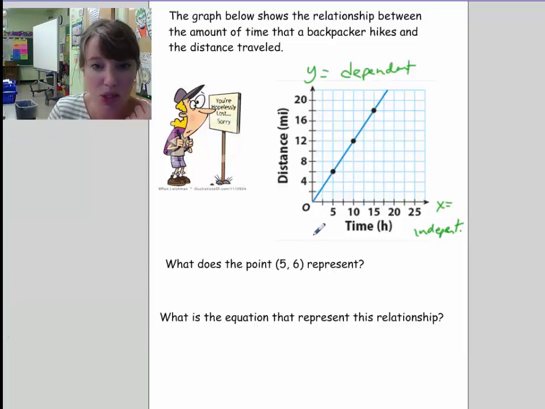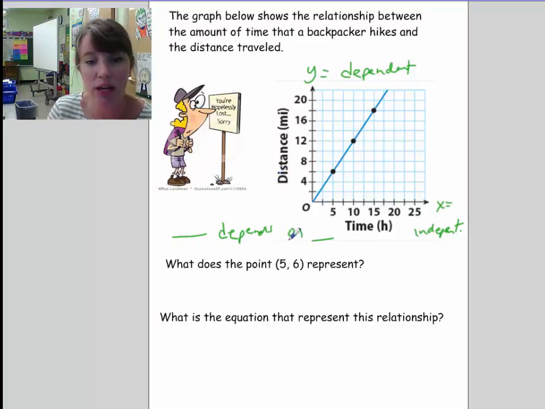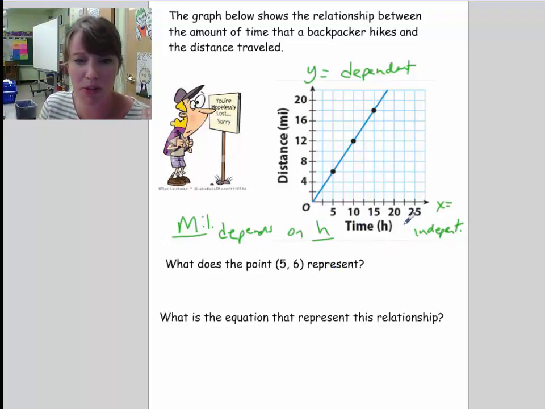I always like to set up a situation where I say blank depends on blank. I try to fill in the variables into this sentence so that I can figure out what the dependent and the independent is. Here it's given as a graph, so it's a lot easier to figure this out because this is the y-axis, which is always the dependent axis, and this is the x-axis. So it makes sense that the miles traveled depends on the hours that one has been traveling here. Usually this sentence that I create is more useful when we're given a word problem. We have to determine from the word problem what's dependent and what's independent.